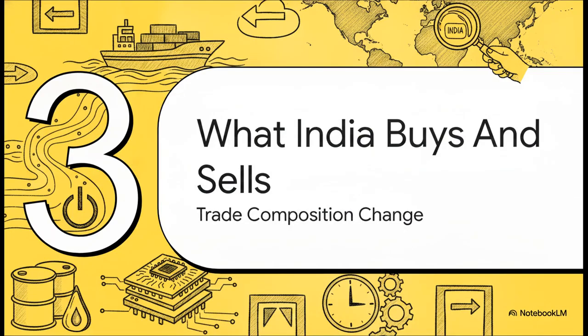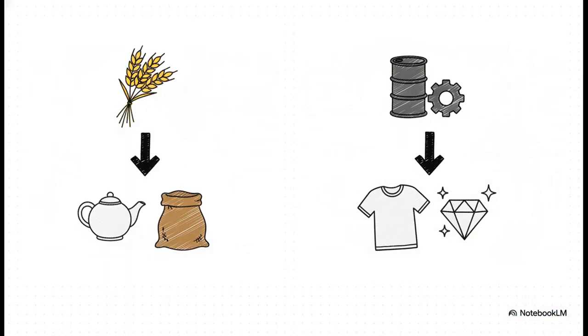All right, let's hit part 3, what India buys and sells, the changing composition of trade. So you might be wondering what actual commodities were crossing India's borders to cause these massive deficits. Well, contrasting the 1950s with the 1990s reveals an incredible transformation.